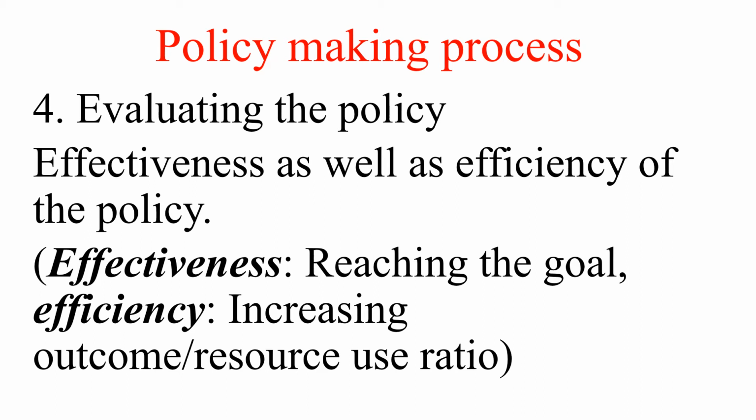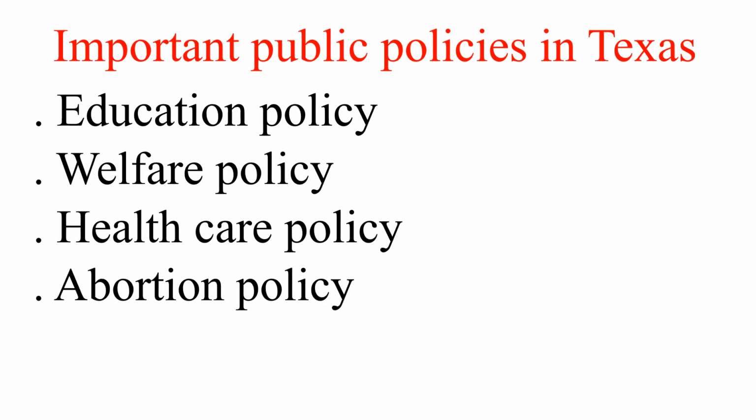Both efficiency and effectiveness are important when it comes to evaluating the policies in Texas. When we look at the state of Texas, we see that there are four main categories that are very important public policy categories for the state: education, welfare or economics, healthcare, and abortion. In today's lecture, we'll discuss education and welfare. In the next one, healthcare and abortion will be discussed.